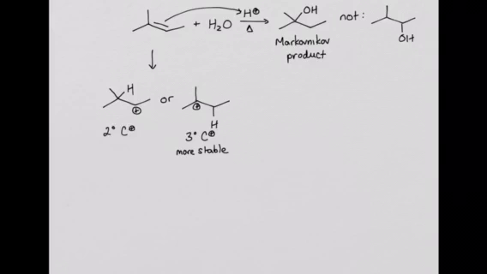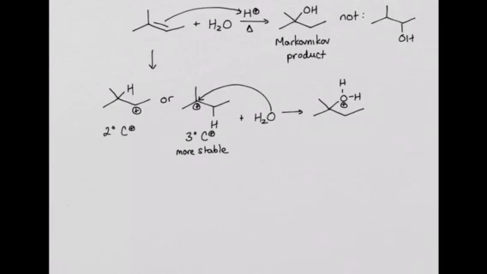In the next step, water adds to the carbocation. This produces the protonated alcohol product. In the last step, another molecule of water deprotonates the alcohol, producing the major Markovnikov product.